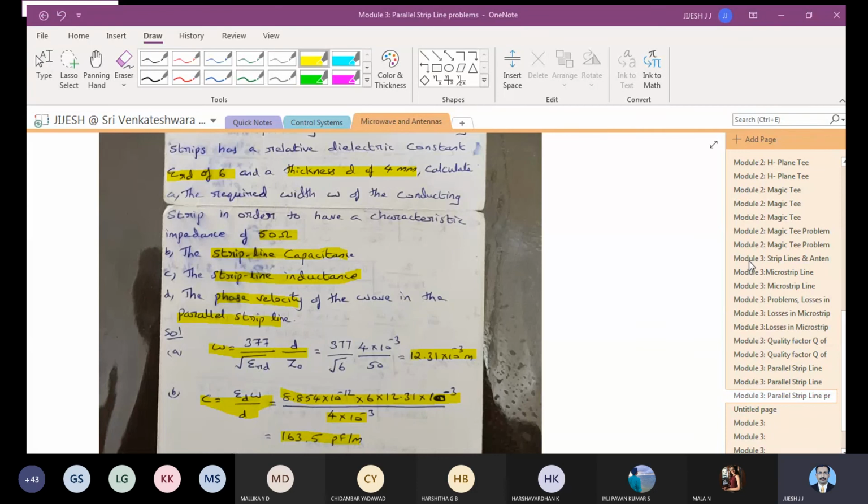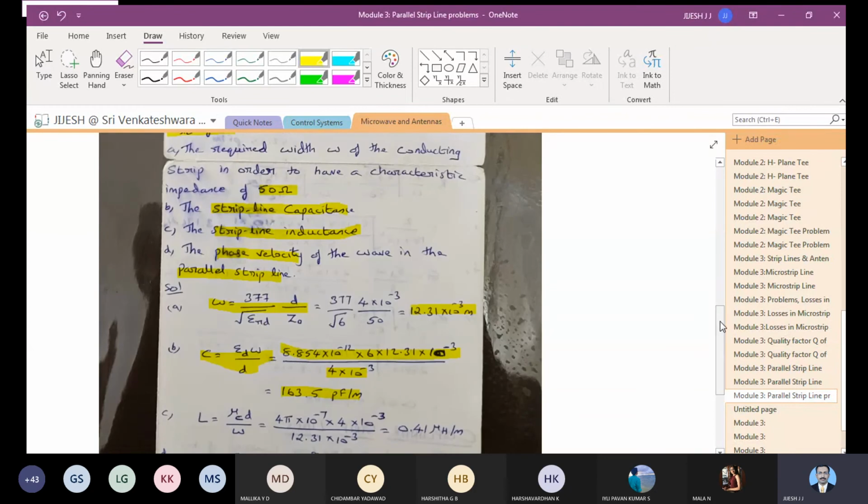Four into 10 per Henry per meter. You might have got the same: 0.41 microhenry per meter. So L is equal to mu naught d by W: 4 pi into 10 to the power of minus 7 into 4 into 10 to the power of minus 3 divided by 12.31 into 10 to the power of minus 3. You have to use this value for W, which you found in the first one. So you'll get 0.41 microhenry per meter.